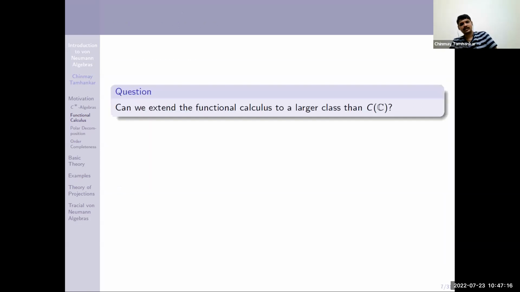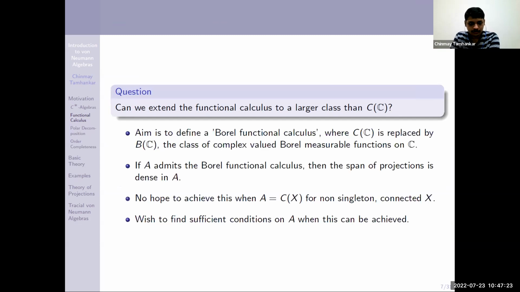Now we ask the question: can we extend the continuous functional calculus to a larger class? What we want to do is to define something called the Borel functional calculus, where this class of continuous functions is replaced by the class of Borel measurable functions. One of the motivations is that we may want to evaluate the characteristic function of an open set at some normal element, which can be interpreted as restricting that element to that open set.